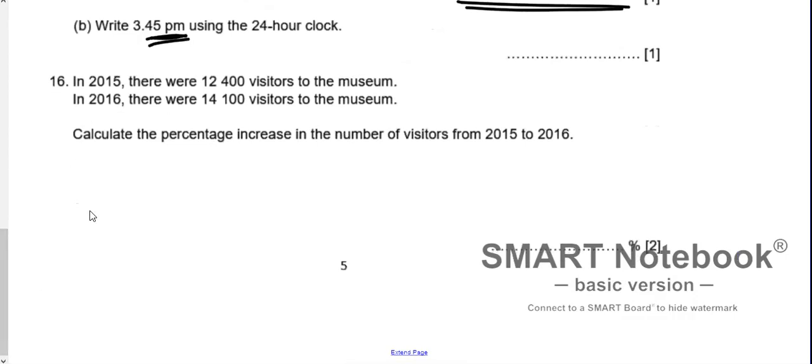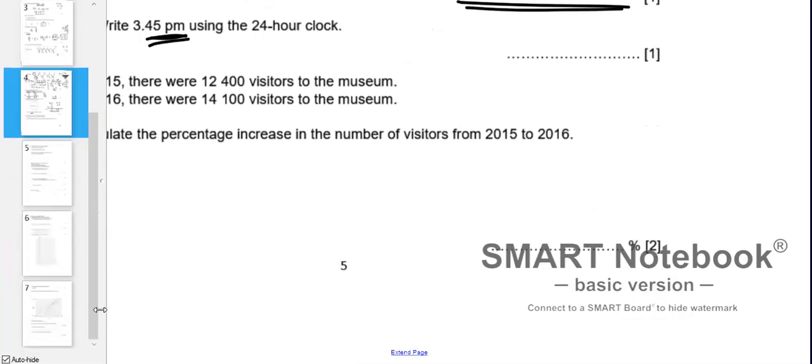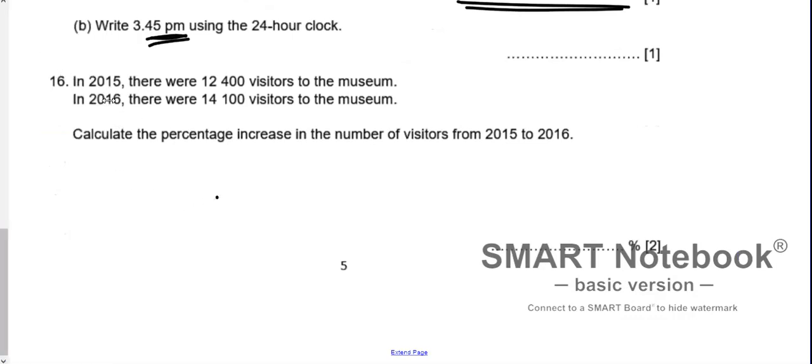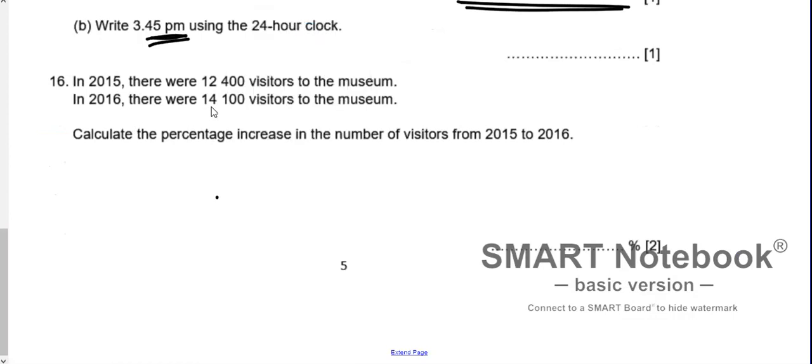Okay, so we have this question here. In 2015, by the way, let me check how many slides I have. Oh, I'm almost finishing. Okay, so in 2015, there were 12,400 visitors. And in 2016, there were 14,100 visitors. Okay, calculate the percentage increase.